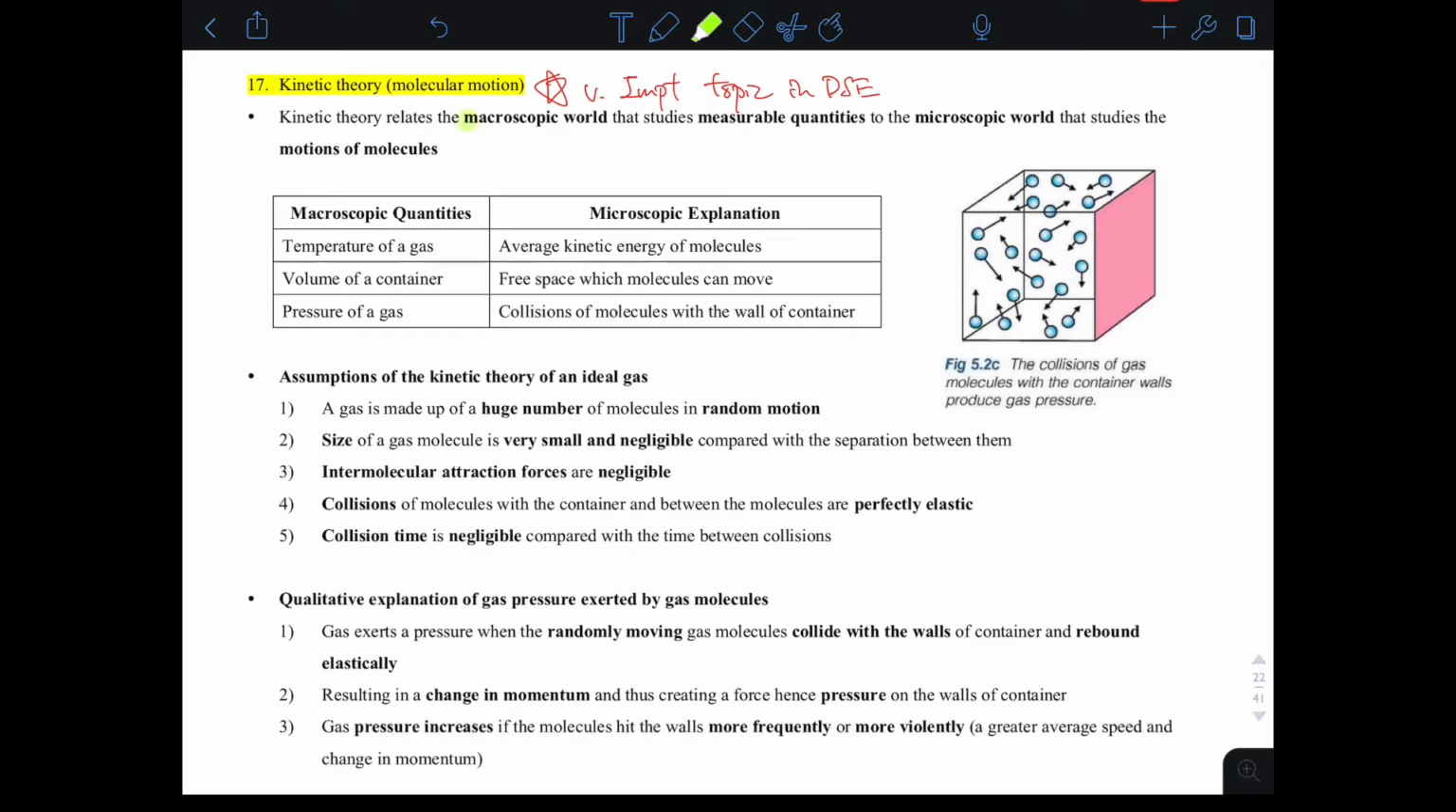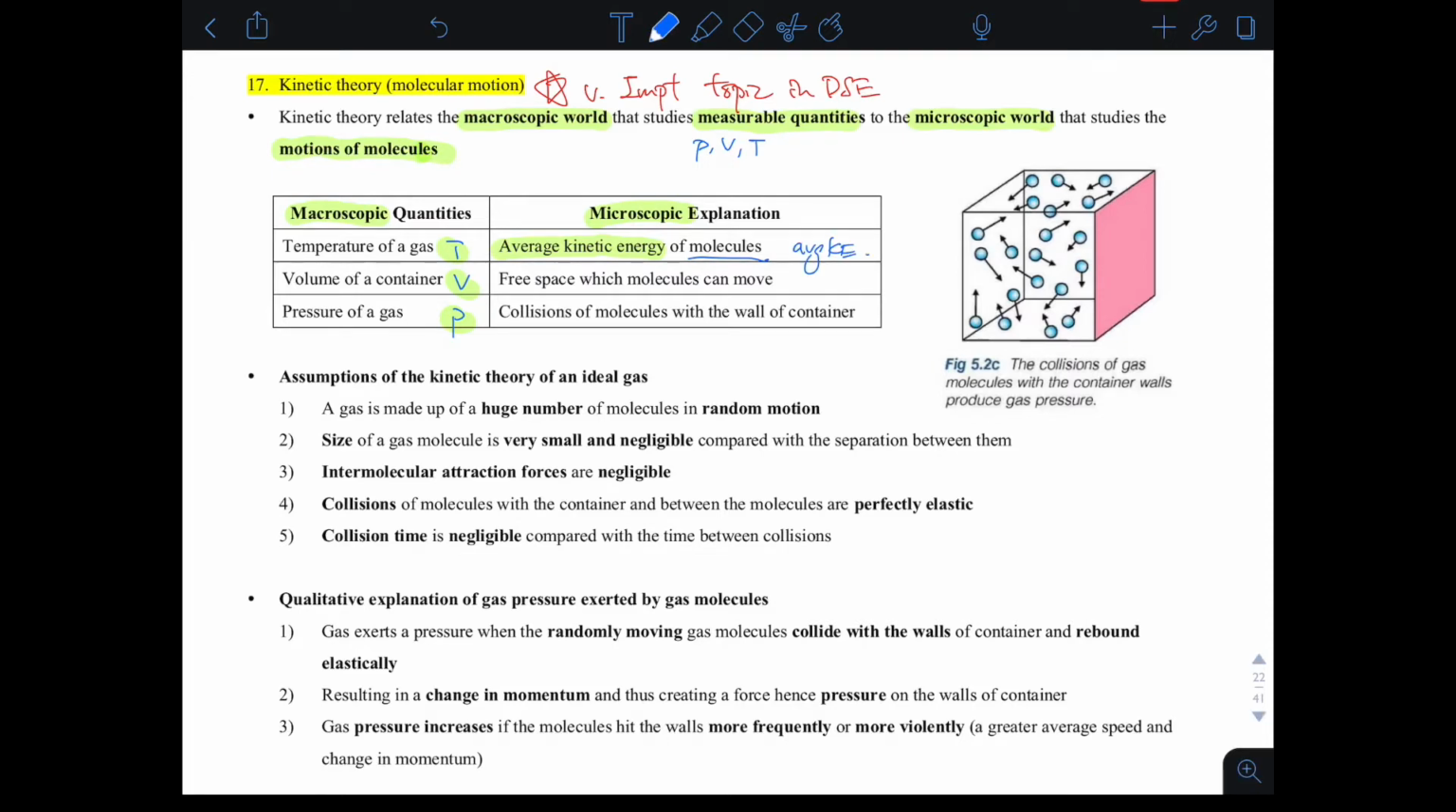Then let's look at the detail, because this topic can help us to link up the macroscopic world, that means studying the measured quantities P, V, and T, to the microscopic world that studies the motion of molecules. So this helps us to link up these two things, the macroscopic and the microscopic: the temperature, volume, and pressure can be linked up with the average KE of the molecules.